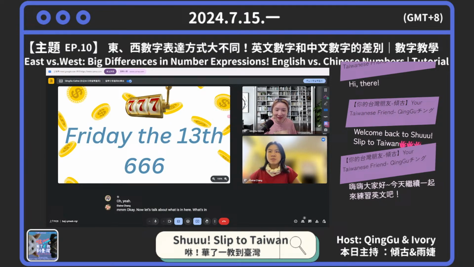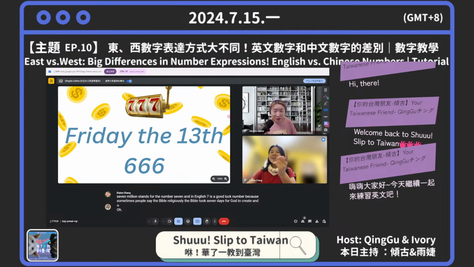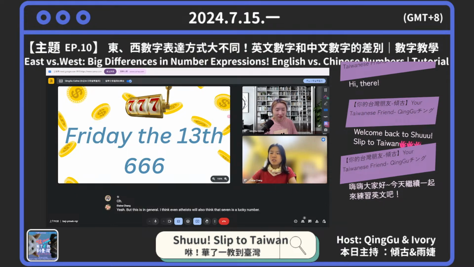Okay, now let's talk about what is in here. What's in these numbers? Okay, wow. Oh, so there are 3 different numbers here. 7 million stands for the number 7. And in English, 7 is a good luck number because sometimes people say, religiously, the Bible took 7 days for God to create. Oh! Yeah. But this is in general. I think even atheists will also think that 7 is a lucky number in English.